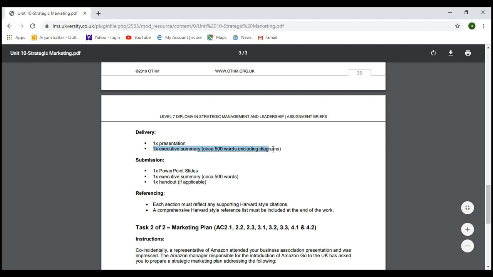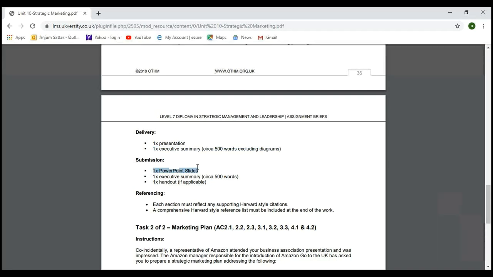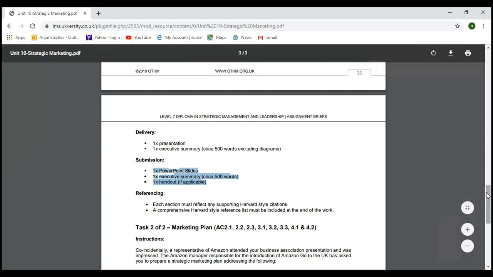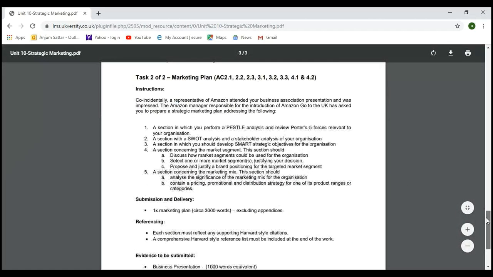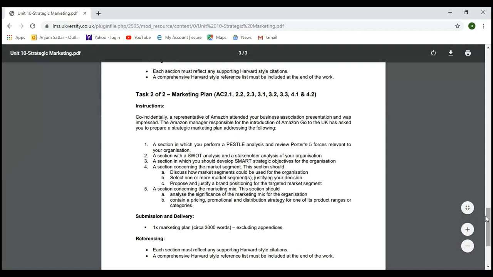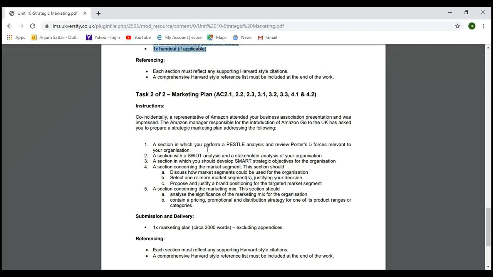So that will help you to prepare one presentation, and you need to write 500 words and submit in the PowerPoint slide. If you want, maybe you make the PowerPoint slides and then copy those slides into a Word document and submit it. Please, let's go through and try. You can send me. And then the marketing plan.